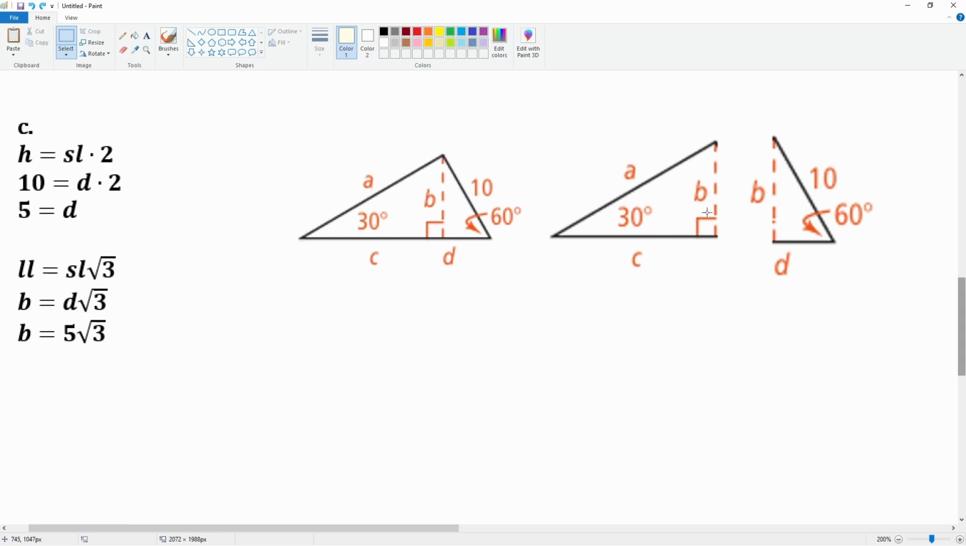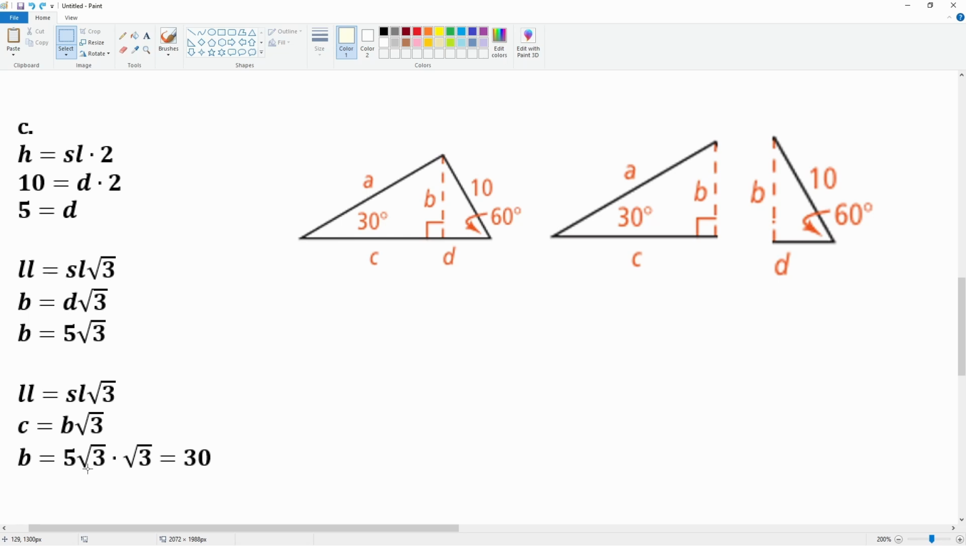I know what my B is, so I plug in my B here, which is now the short leg of this 30, 60, 90 triangle. That's what I did here. So once I know 5 radical 3 times radical 3, because that's the short leg of this triangle, it becomes 5 radical 9.